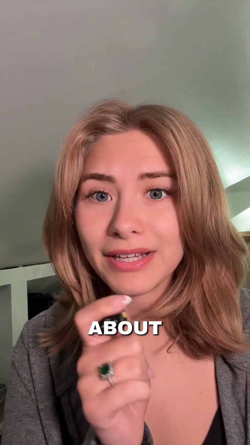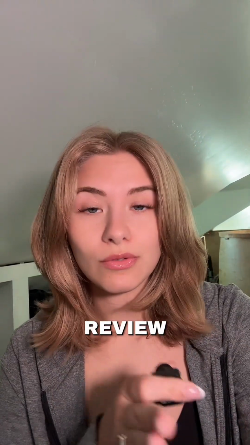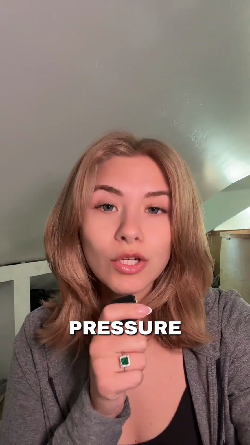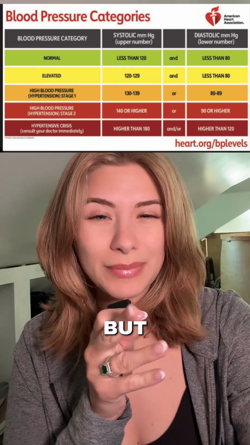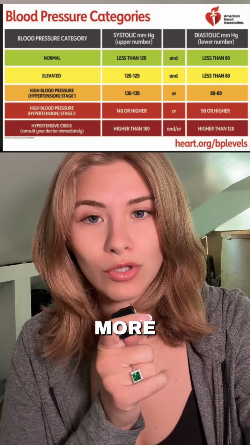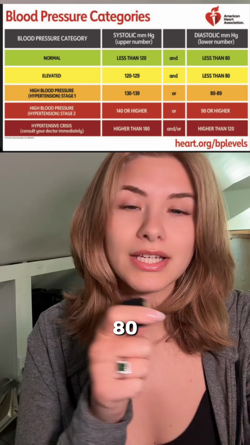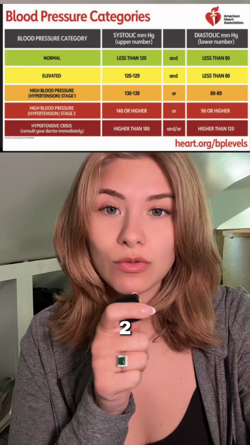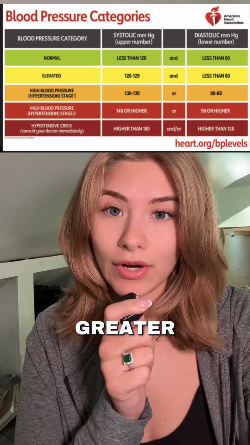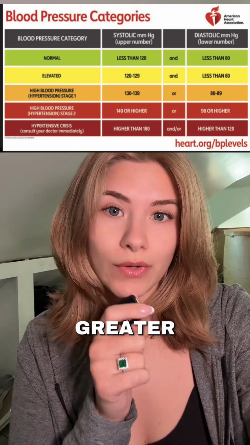First thing I'm going to talk about is blood pressure. It's the number one cardiovascular condition that we see, hypertension, the silent killer. So let's review normal versus high blood pressure. Normal blood pressure is 115/70 or 120/80, but that's kind of elevated. Moving more towards elevated would be 120 to 129/80. Stage 1 would be 130 to 139/90. Stage 2 would be 140/90 or greater. Then we have hypertensive crisis, that is 180/120 or greater.